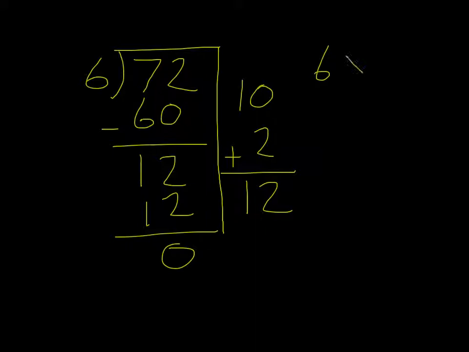6 times 12 equals 72. So 6 is a factor of 72, because our factor pair would be 6 and 12. And that is how we use divisibility rules to find factors.